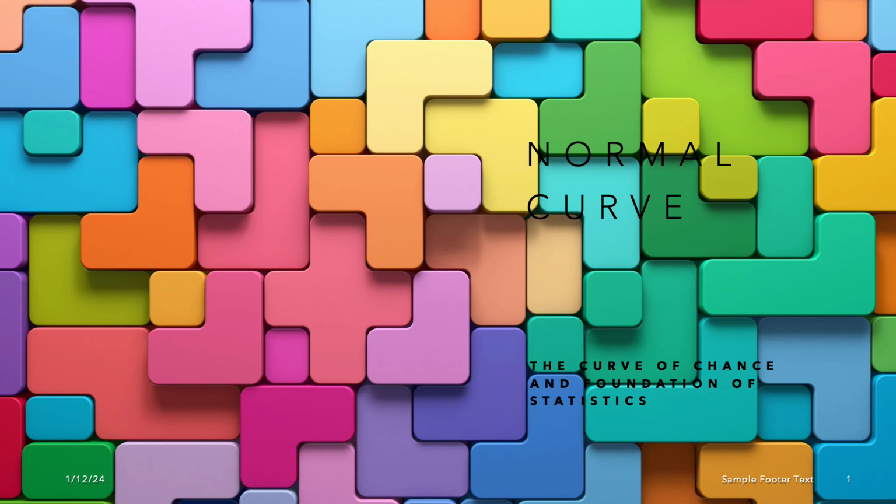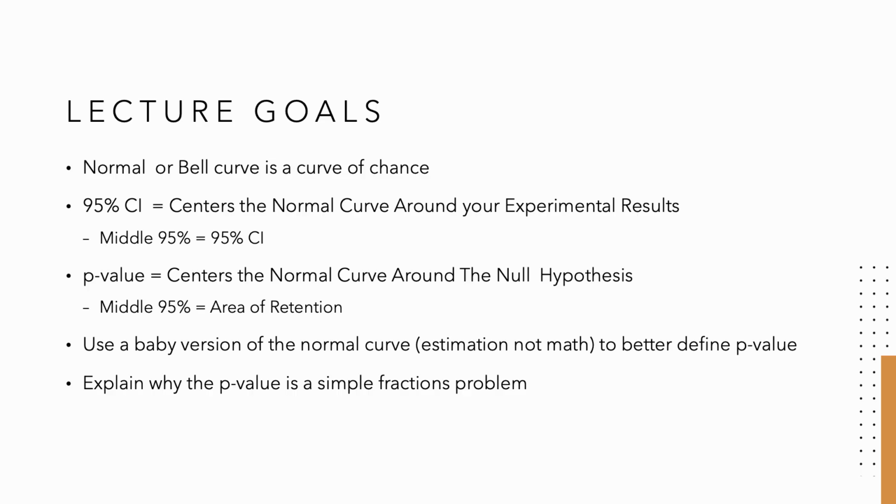So welcome to our first lecture for Research Methods 2. It is on the normal curve or the bell curve. During this lecture, I want you to learn that number one, the normal curve or bell curve is a curve of chance. Two, that if you place this curve around an experimental result and take the middle 95% of this normal curve, you get a great estimate of the population result.